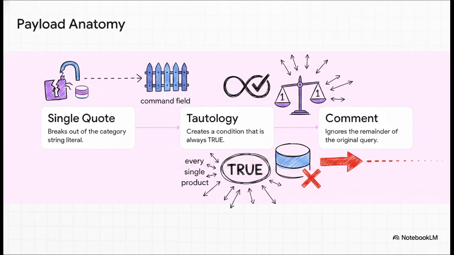1 always equals 1, right? By adding this, we are telling the database to return records if the category matches or if 1 equals 1. Since 1 always equals 1, this condition evaluates to true for every single product in the entire database. And finally, step 3 is the comment, that double dash. In SQL, 2 dashes just mean ignore everything that comes after this on this line.